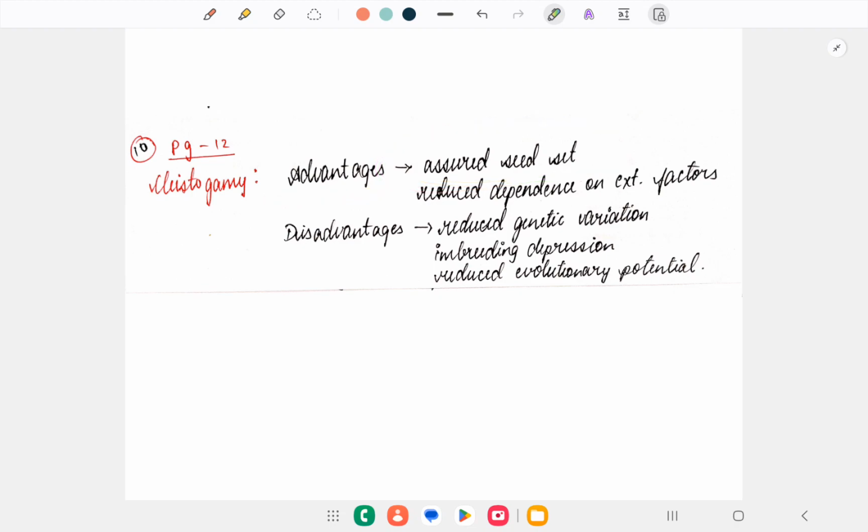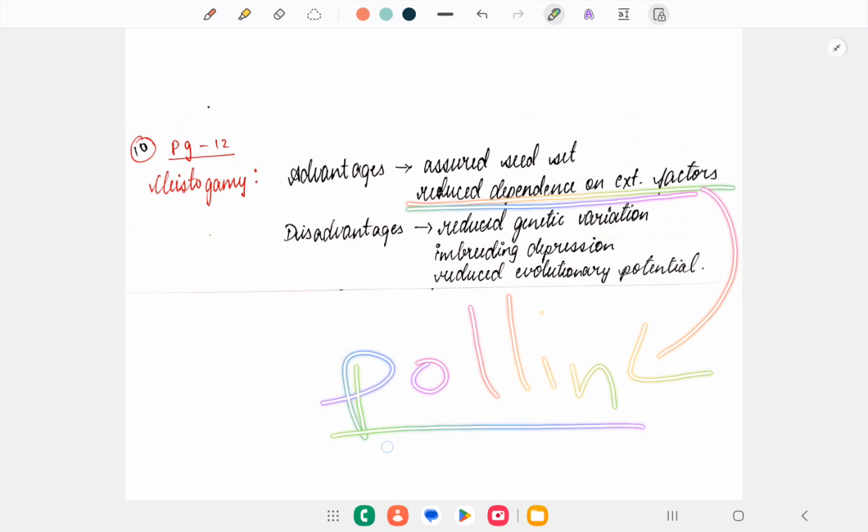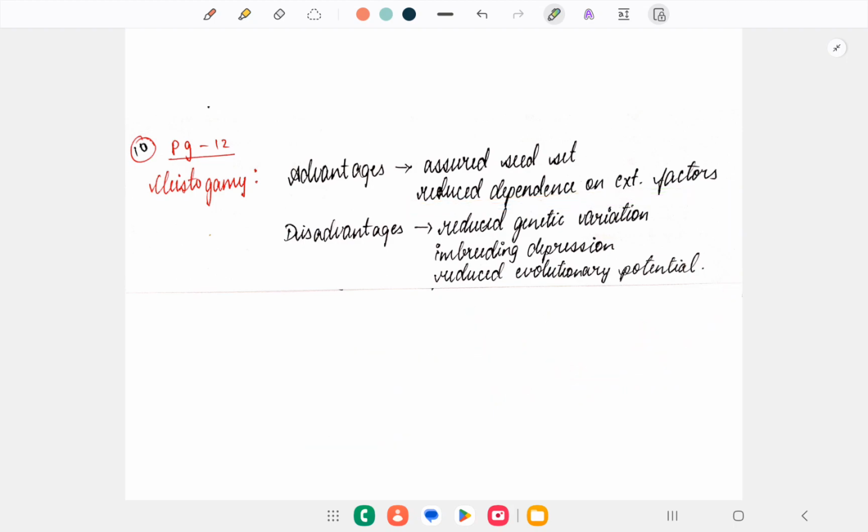That is, we will not be able to find variations, but it's exactly how the parent will be, and there is reduced dependency on external factors. So we don't actually need pollinators, either insects, water or wind, because in cleistogamy the pollination happens very easily. And what will not be the advantages is reduced genetic variation.